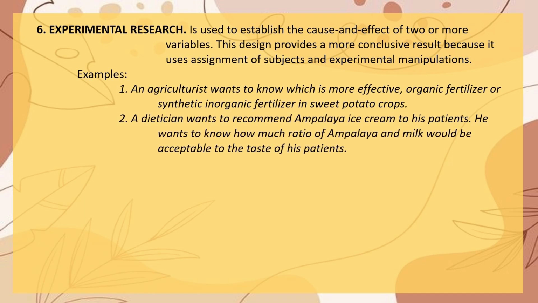The second example is a dietitian who wants to recommend Ampalaya ice cream to his patients. He wants to know how much ratio of Ampalaya and milk would be acceptable to the taste of his patients. The researcher would create different formulations of Ampalaya ice cream with varying ratios of Ampalaya to milk, for instance, 1:2, 1:3, 1:4, and a control with no Ampalaya. This experimental approach enables the dietitian to gather objective data on patient preferences and make informed recommendations regarding the incorporation of Ampalaya into ice cream in a way that is palatable to his patients.